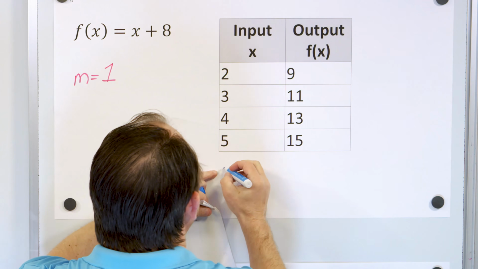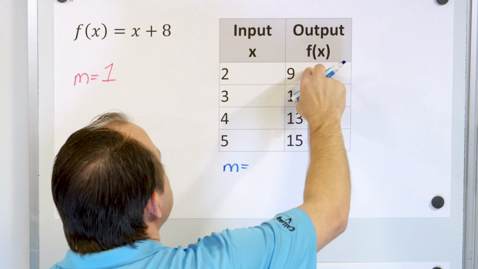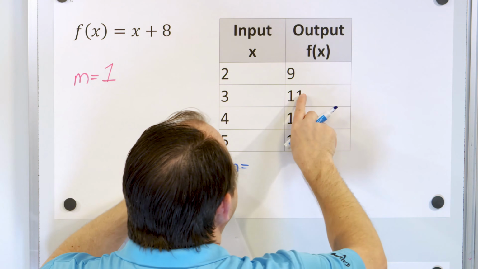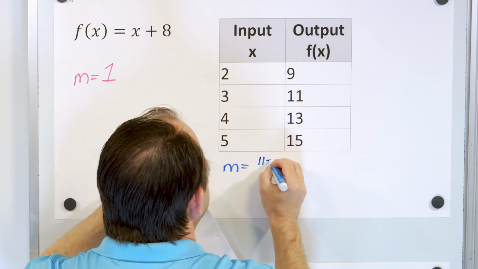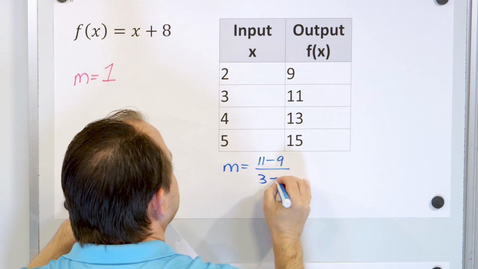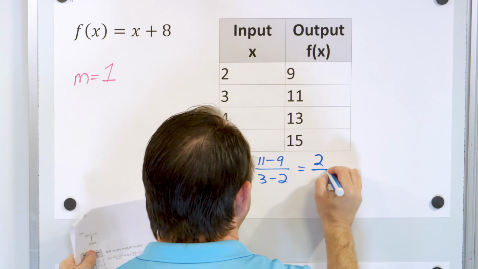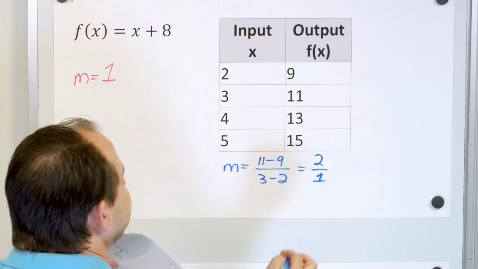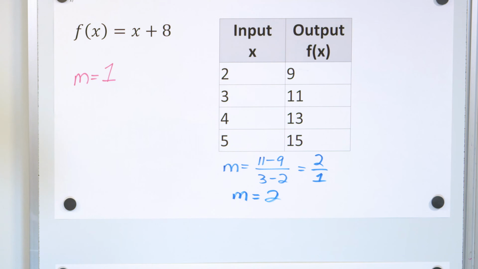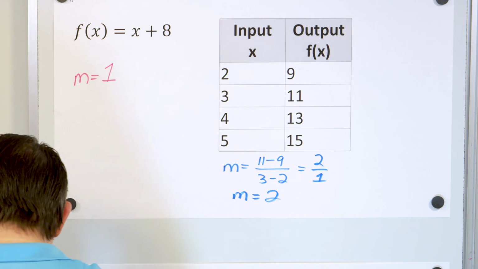All right, so the slope I'm going to calculate here at the bottom. Now, we only need 2 points for the slope. I'm going to choose these 2 points because they have smaller numbers, and you can calculate the slope as we've done many times before. 11 minus 9 divided by, we go this way, so 3 minus 2. And 11 minus 9 is 2, and on the bottom we get a 1, and so the slope here is 2.